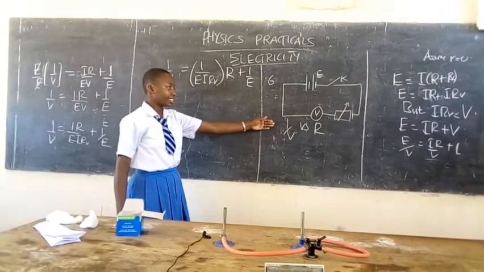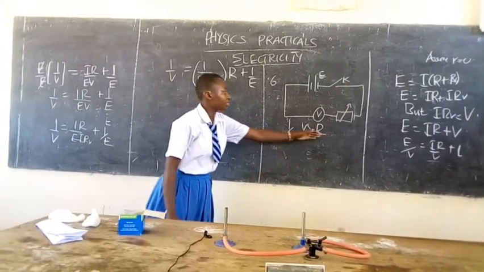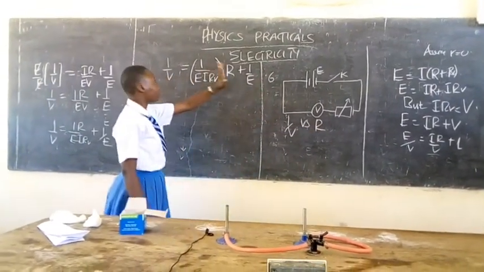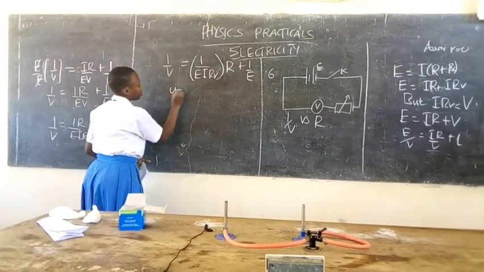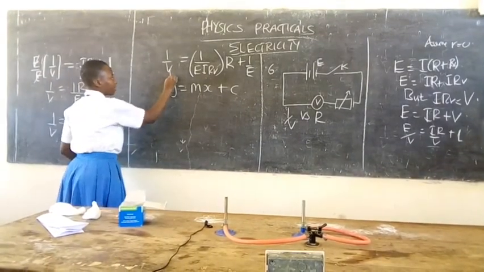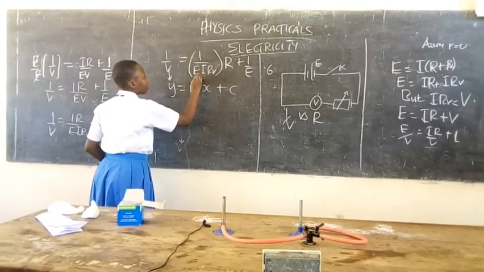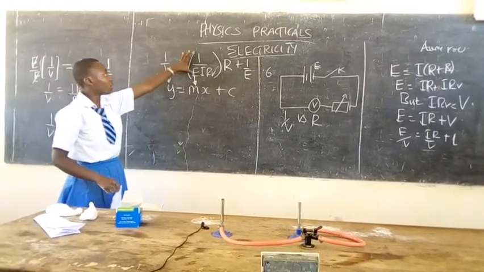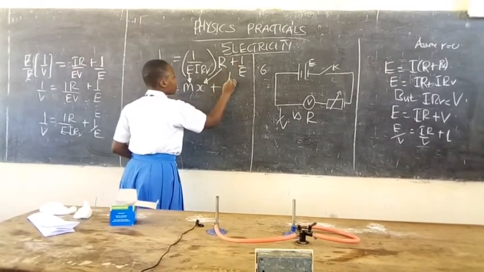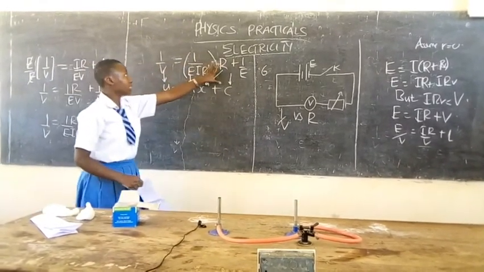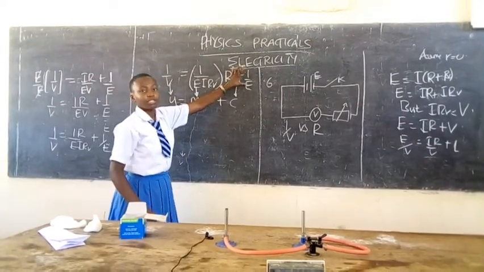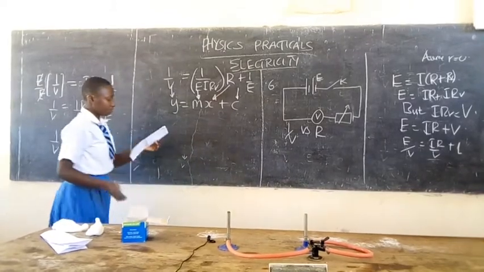Referring to what we are asked, to draw the graph of 1 over V versus R, 1 over V must be on the vertical axis, then R on the horizontal axis. By comparing it with our equation, 1 over V corresponds to y, 1 over E I RV corresponds to m, that means this here is our slope, R corresponds to x, and 1 over E corresponds to c. As our equation shows, we have a positive slope and a positive 1 over V intercept, that is 1 over E. The rest of the graph goes like this.